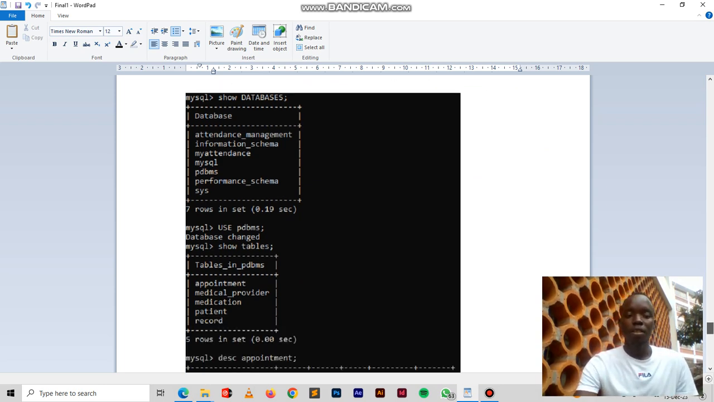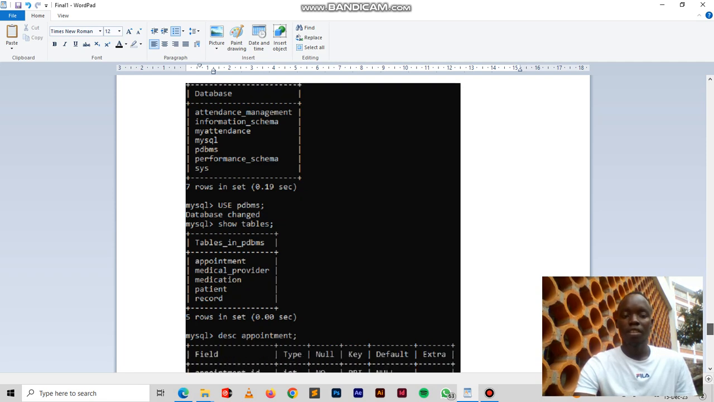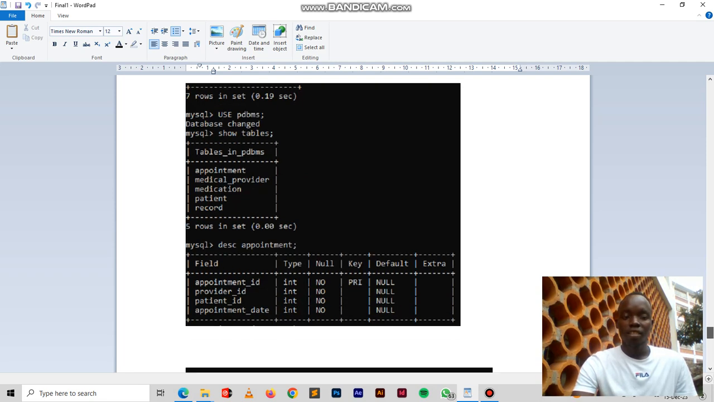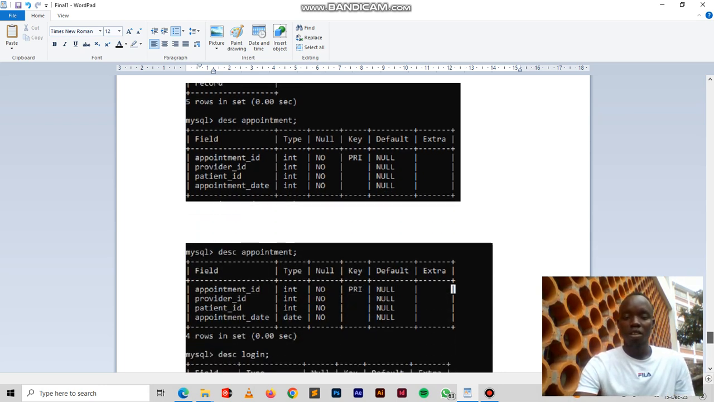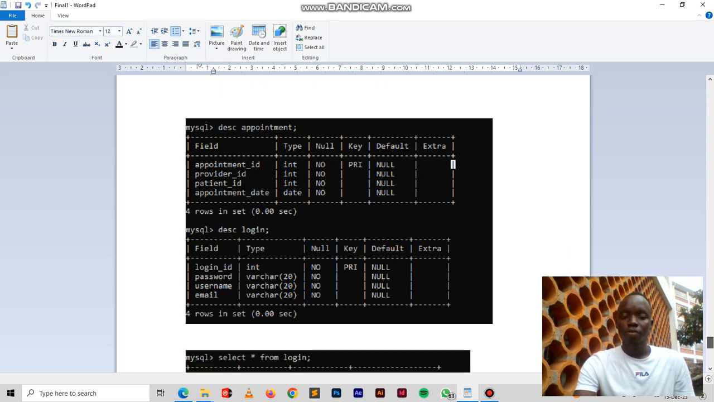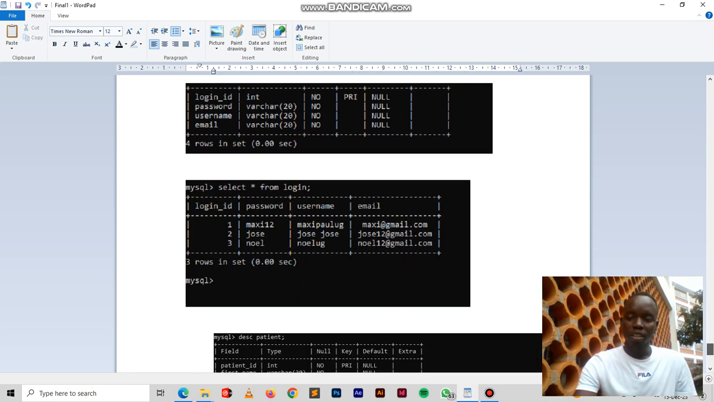That is my database. My tables and attributes are there. Some of the tables I tried to work on. Some of the examples are there.